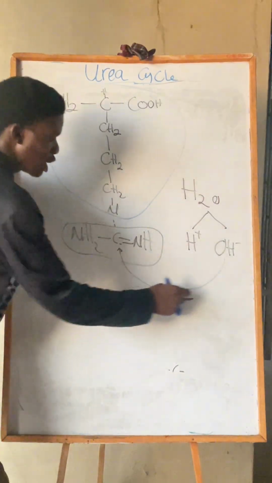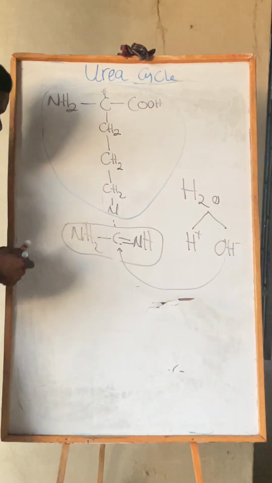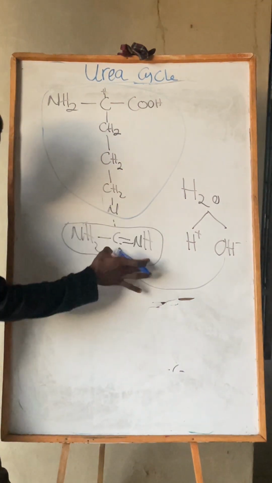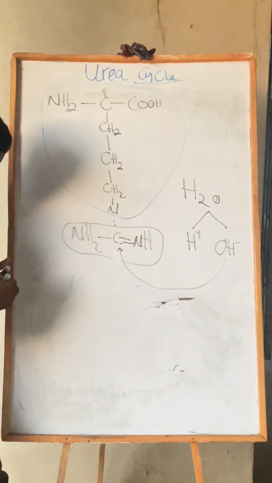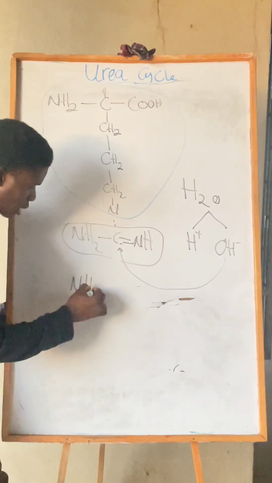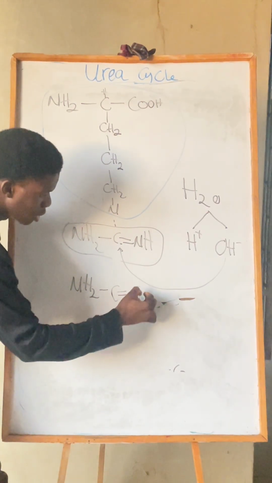So when OH comes, you then remove the H. That is all. The remaining H should come here. That is NH2. You understand what I did now? I removed this part. So I have NH2 carbon, NH.